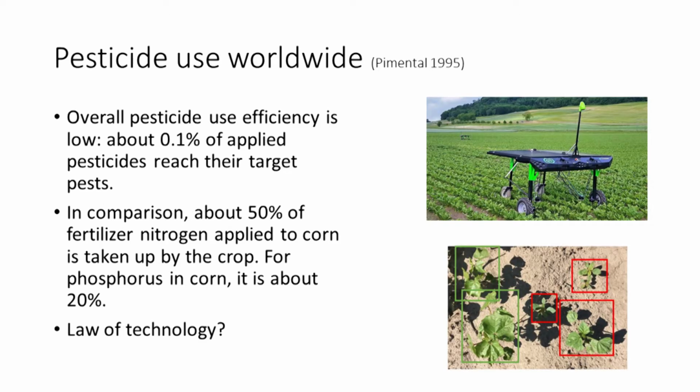And so there's somewhat of a drift in standards that's causing this increase in insect damage. Another trend worldwide in pesticide use is overall very low pesticide use efficiency. Now that's a term I made up. I'm not sure if other scientists use it, but basically about 1% of applied pesticides reach their target pests, maybe 0.1%. Just to compare, about half of the fertilizer nitrogen applied to a corn crop is taken up by the crop. For phosphorus in corn, that's about 20%. Phosphorus is a little bit less available, but still, a lot more than 0.1%.